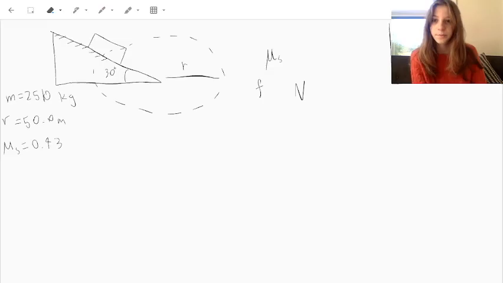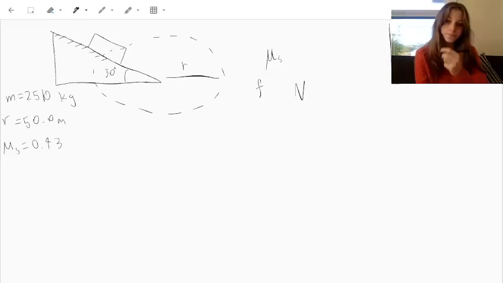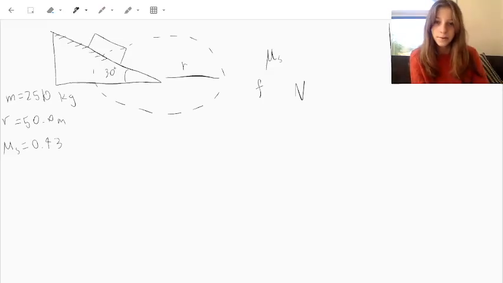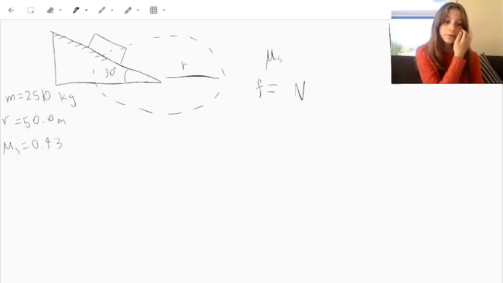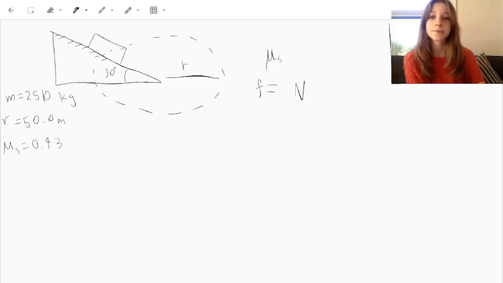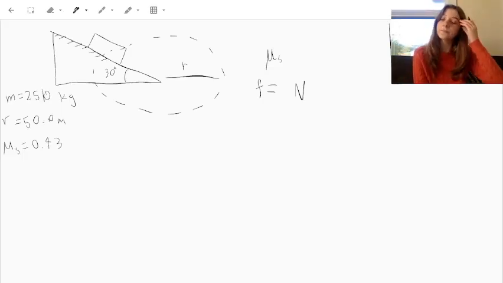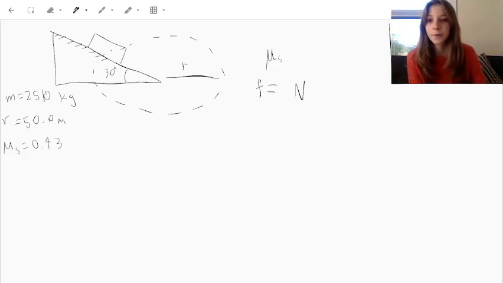This is our symbol for frictional force, this fancy F. That's going to be somehow equal to the normal force, but they're not going to be the exact same number. That's why we have our coefficient of friction. This is the coefficient of static friction because the car tire is moving forward and back, but not side to side, so effectively it is going to be stationary compared to in this direction.